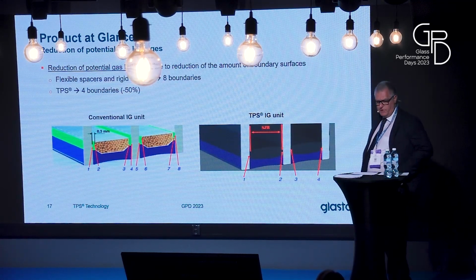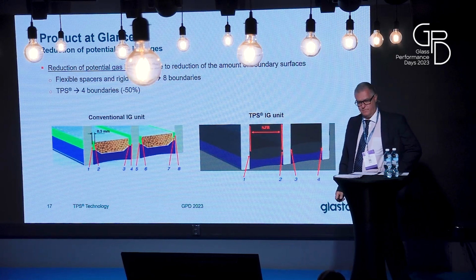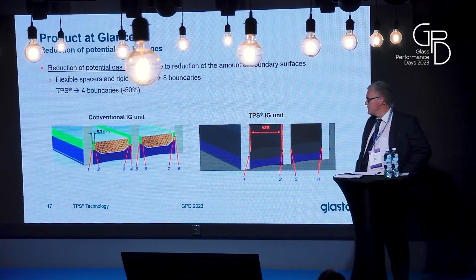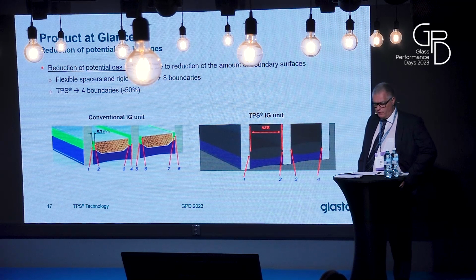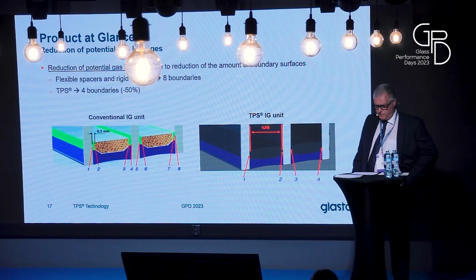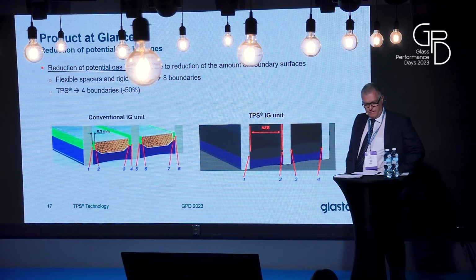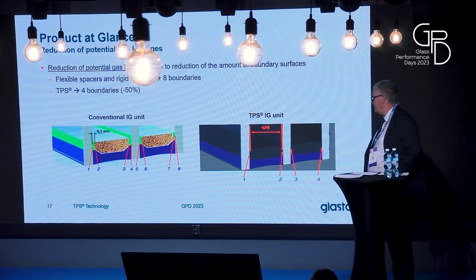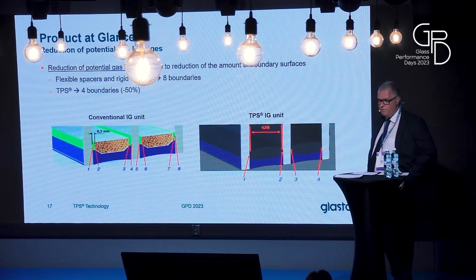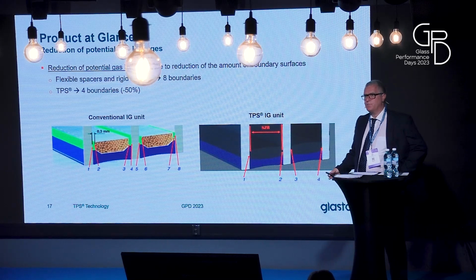Among other things, IG units with TPS are known for their long life and gas tightness. If we compare it to conventional spacers, the total amount of boundaries is reduced by 50%. In traditional spacer construction, we have the contact between the glass and the butyl, butyl and spacer, spacer and butyl, and butyl and glass. With TPS, there is a direct contact between TPS and glass. Therefore, the risk of potential gas loss is at least reduced by half.